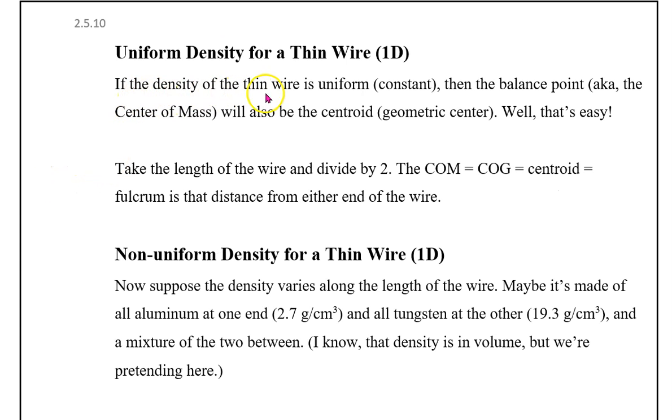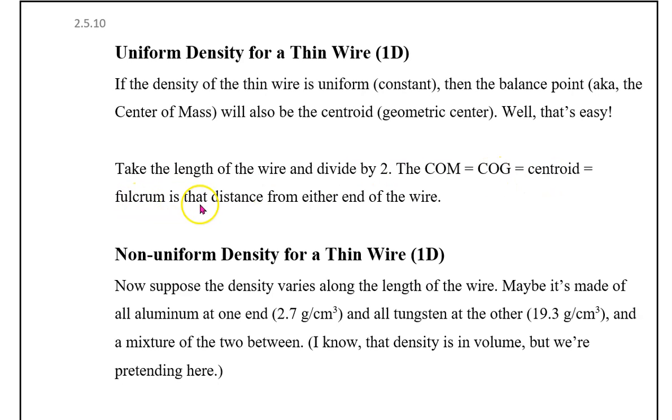Remember, if the density of the thin wire is uniform, meaning constant all along the wire, as it would be if the wire were made of one material, then the balance point, the center of mass, will also be the centroid, the geometric center. And that's easy. All you have to do is take the length of the wire and divide by 2. Then the center of mass, which will equal the center of gravity, provided it's not so long as one of the skyscrapers, will be equal to the centroid.